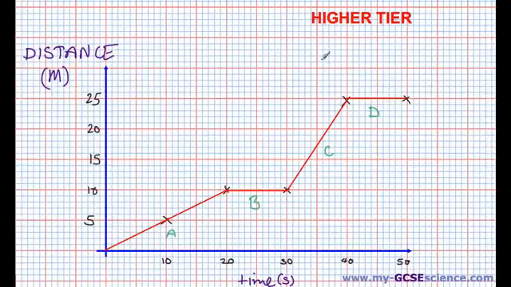So if you're doing the higher tier, this will be useful for you. And the way we can do this is to look at the different sections of the graph and do little calculations, and we can work out the speed. So firstly, we need to know the formula.